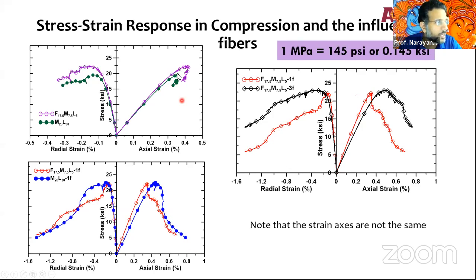So from here, you have no more strength after you get here. But for these mixes, even after you reach your peak, you have some amount of residual strength. So that's the important thing with fibers. And when you get to 3% fibers, the black line here, the peak is roughly the same, but look at the ductility. More fibers makes your concrete more ductile. So that's one thing to note.